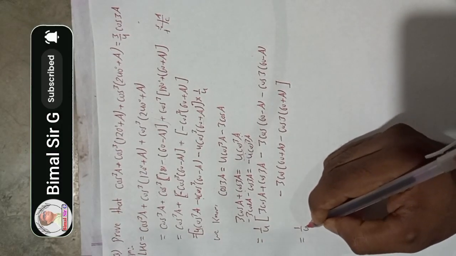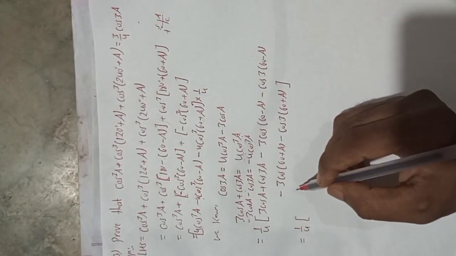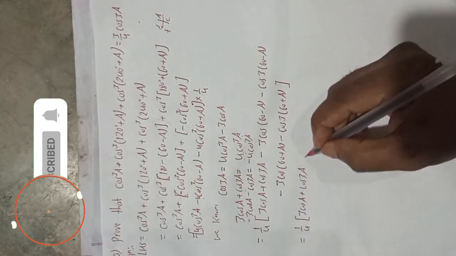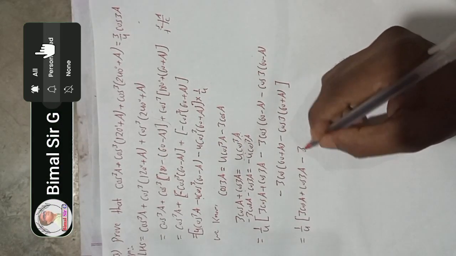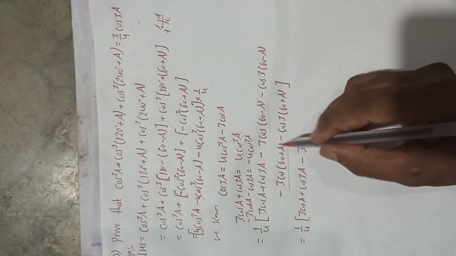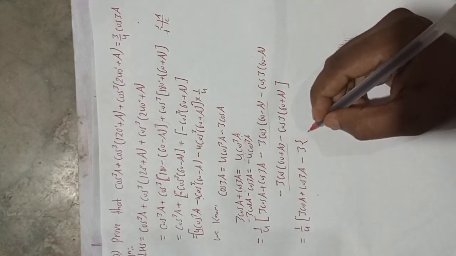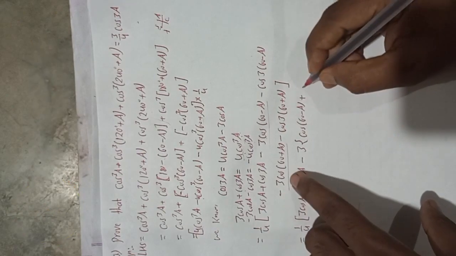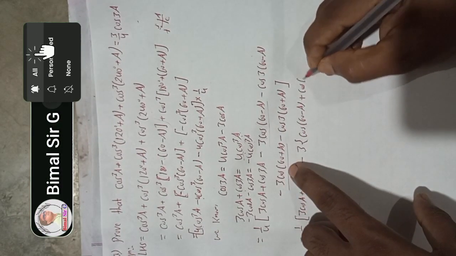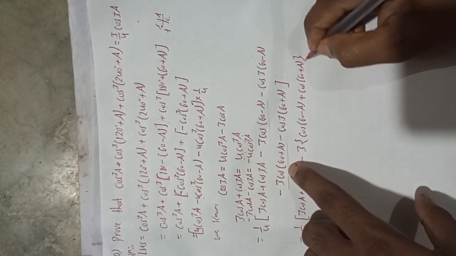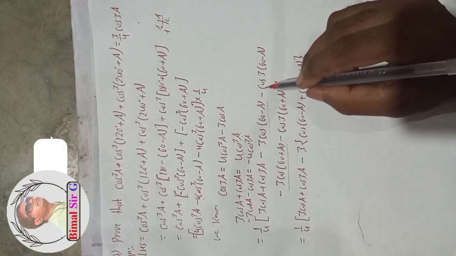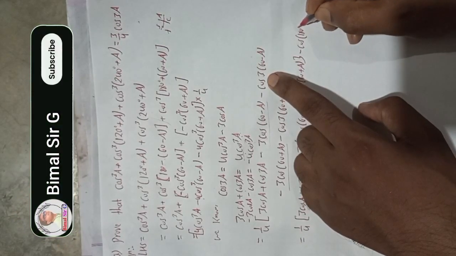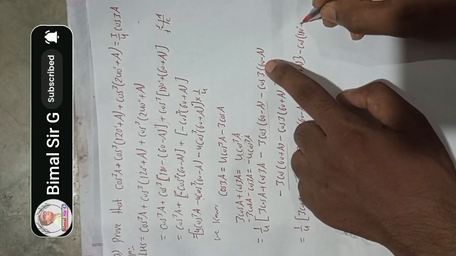Now this is equal to 1 by 4 times 3 cos a plus cos 3a minus this 3. We can take 3 common. So now I'll write cos of (60 minus a), and this minus minus is plus, so plus cos of (60 plus a), close bracket. And now this part is minus cos 3 times 60, which is 180 degree, and minus 3a.